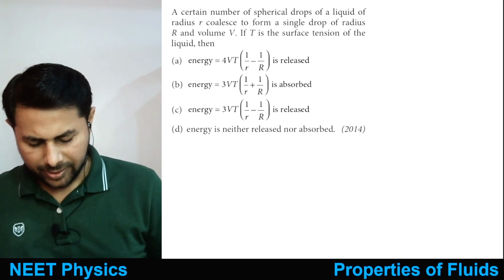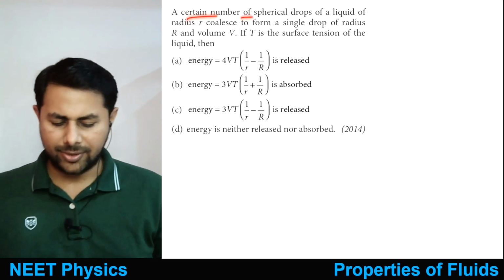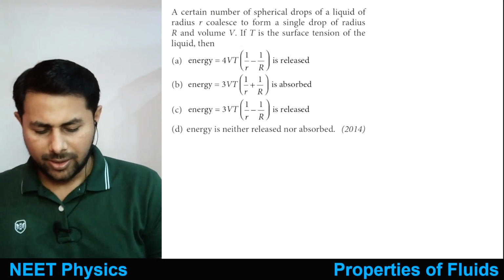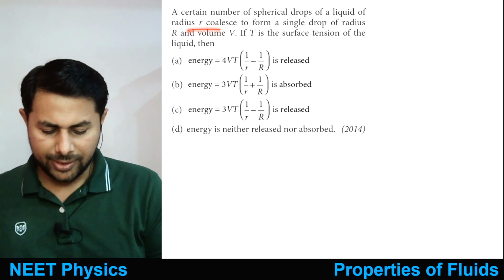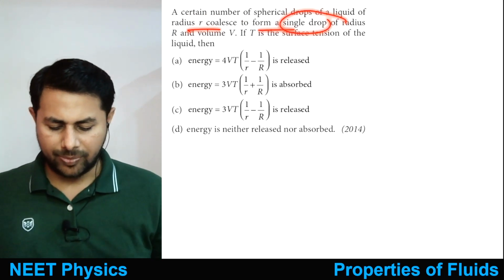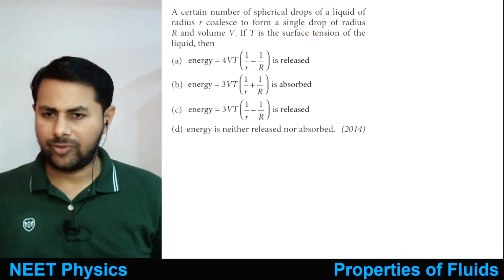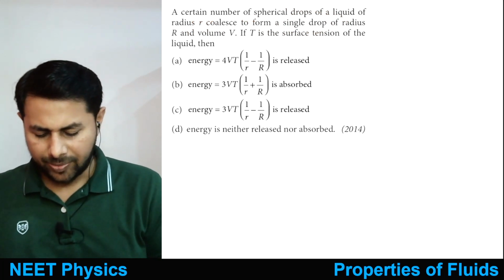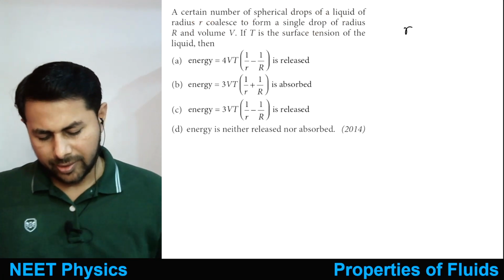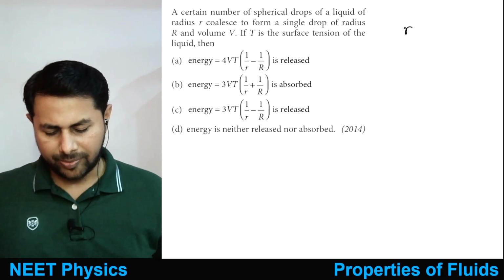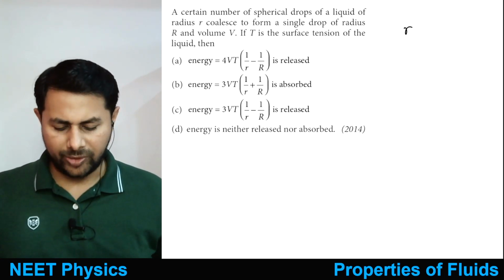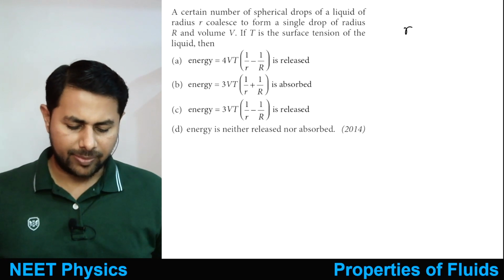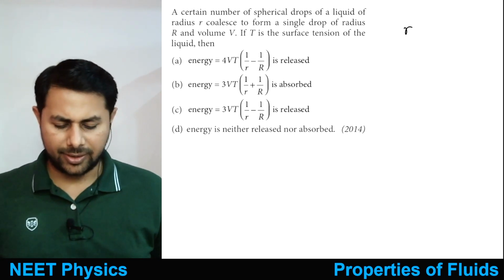Let's see this one. A certain number of spherical drops of a liquid of radius small r coalesce to form a single drop of radius capital R and volume V. If T is the surface tension of the liquid, then tell me.